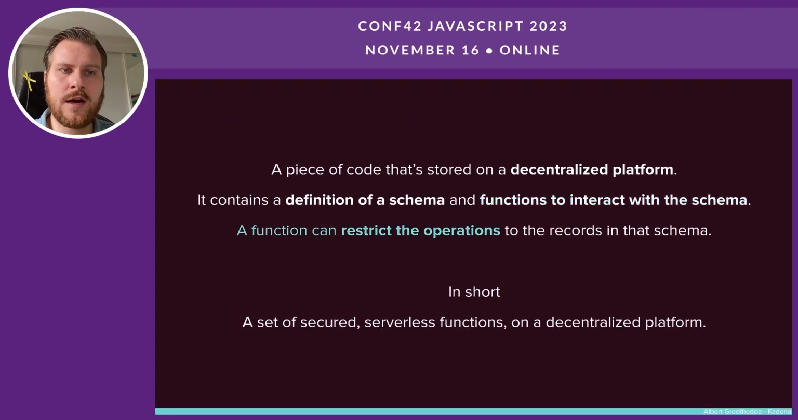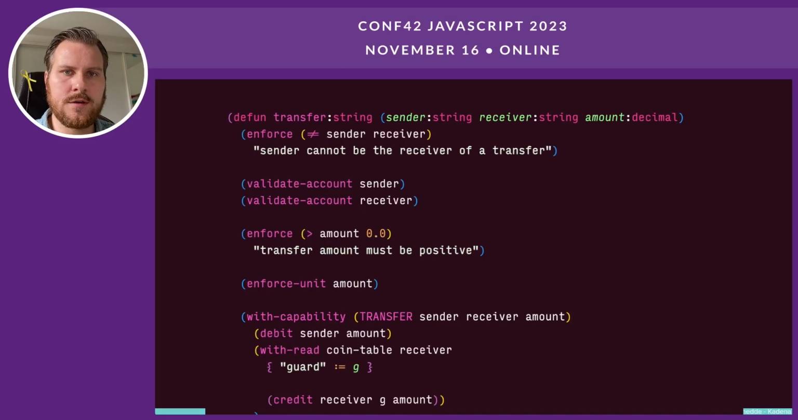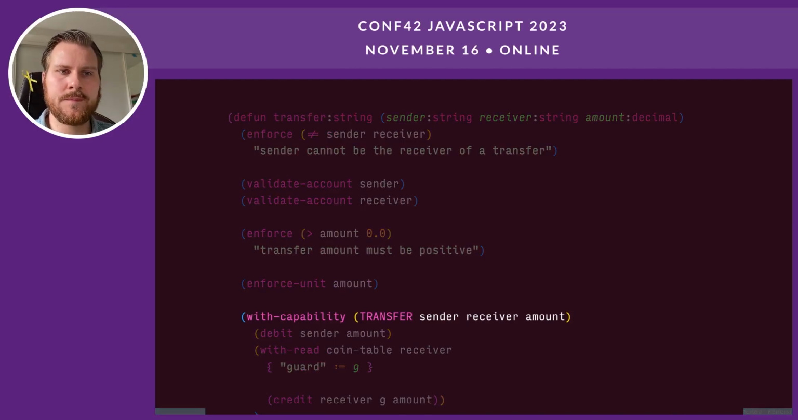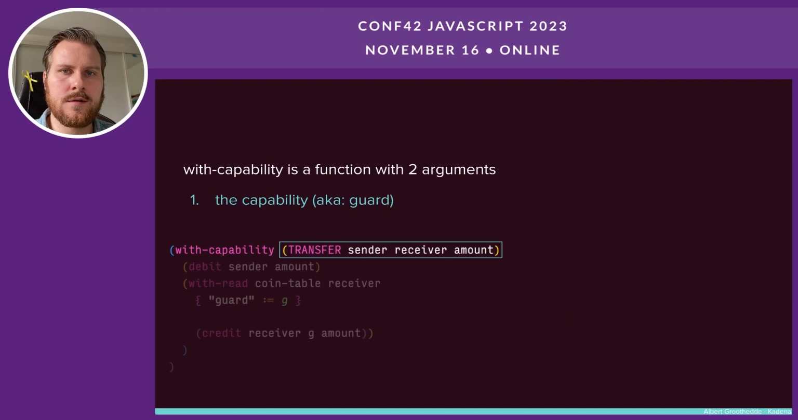Now let's check out how a function can restrict the operations to the record of that schema. We do that by introducing a with-capability statement. A with-capability statement takes two arguments. If you look closely, the first argument is this section, and the second argument is the rest of the function, which is kind of like a callback in JavaScript. What does it do?